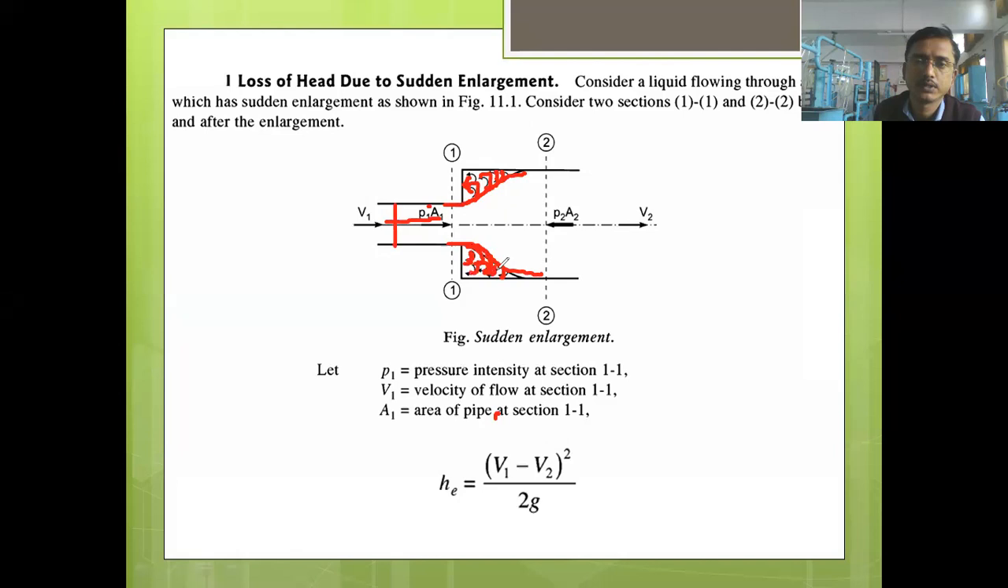This cavity will try to get filled, and due to these whirls, like a whirlpool, it will form a reverse current in this particular pocket, and because of this, head loss will occur there, and this loss is given by this equation. Loss due to the sudden enlargement.